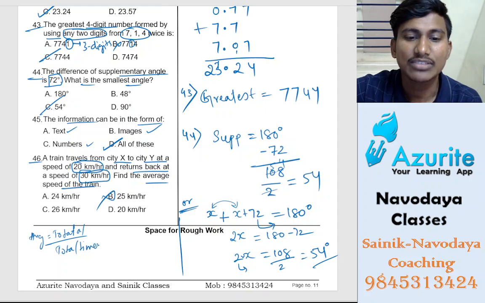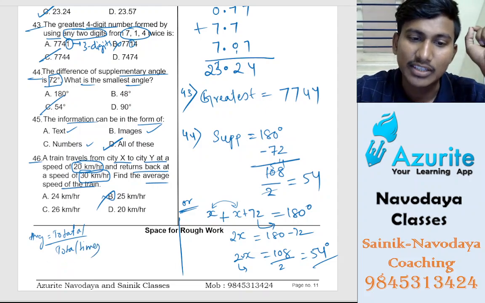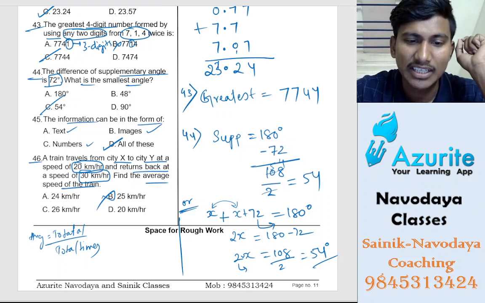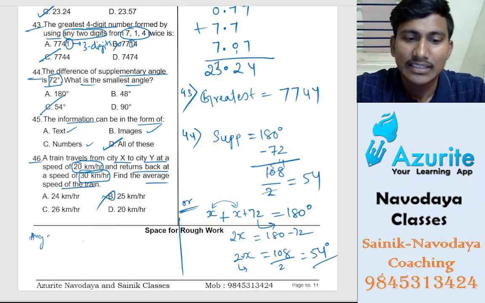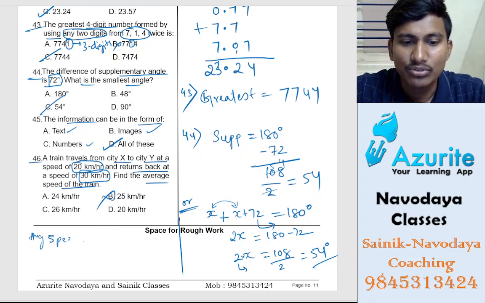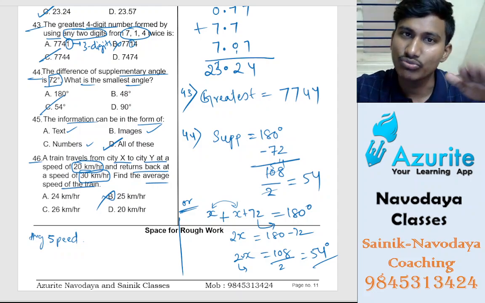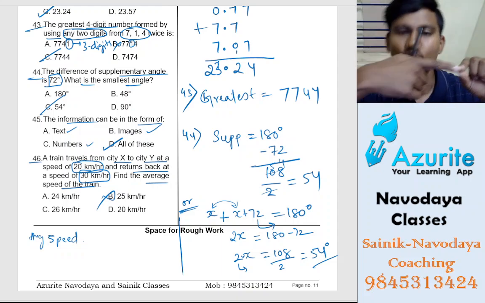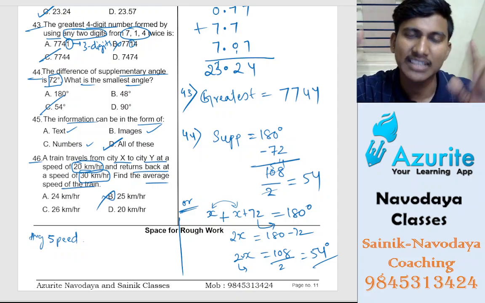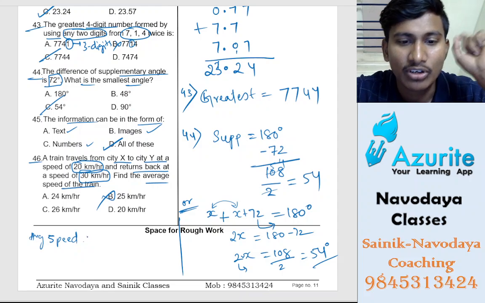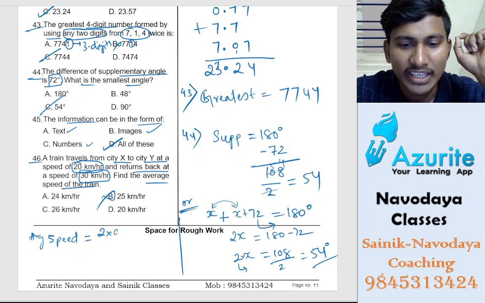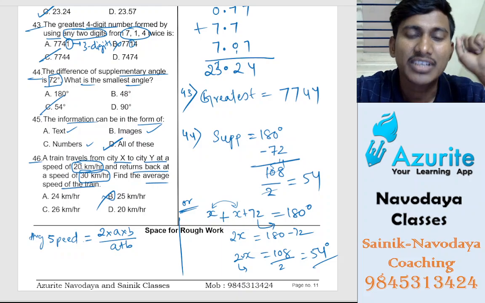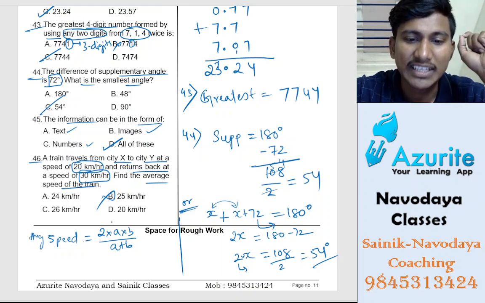So there is one shortcut formula you should remember. To find the average speed when the distance is the same, because when you go and come back the distance is the same, like going to school and coming back from school, the formula for average speed is 2 into a into b divided by a plus b. Here a is the first speed, 20, and b is the second speed, 30.